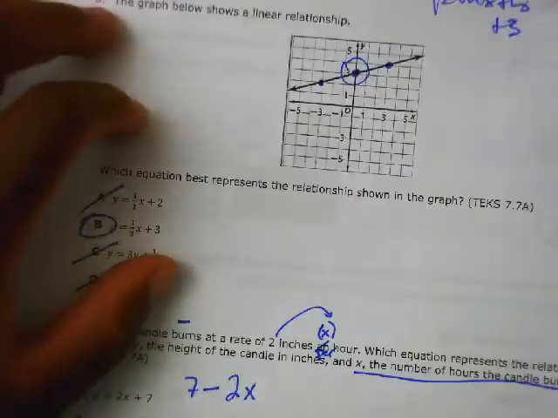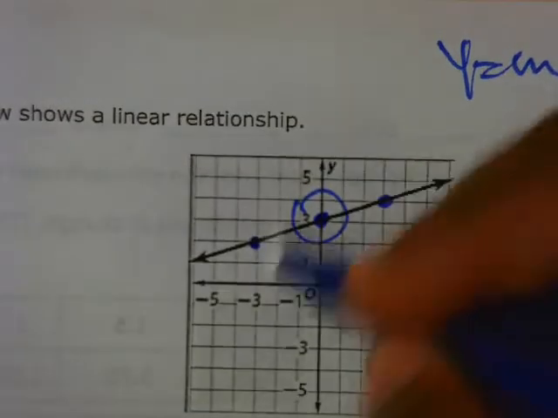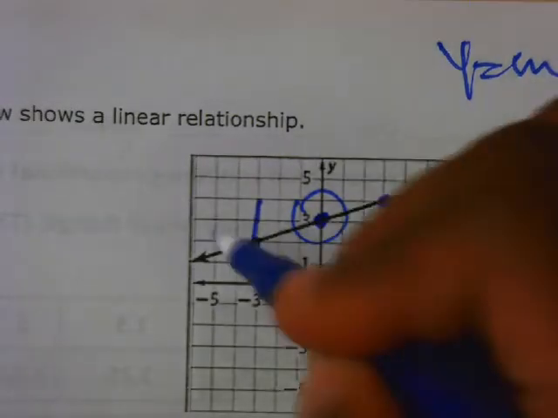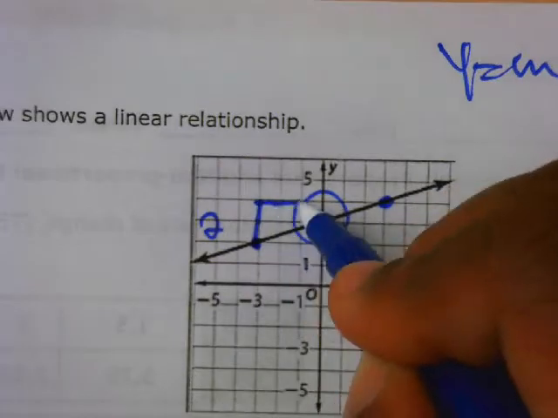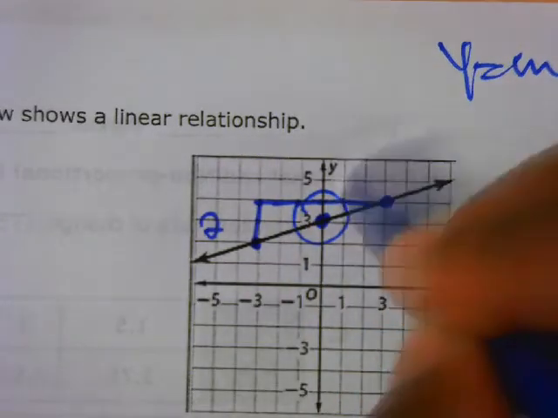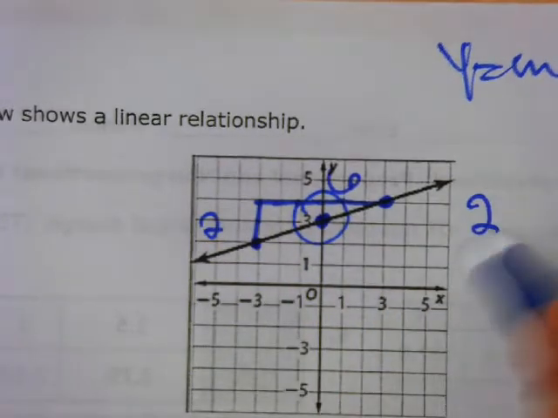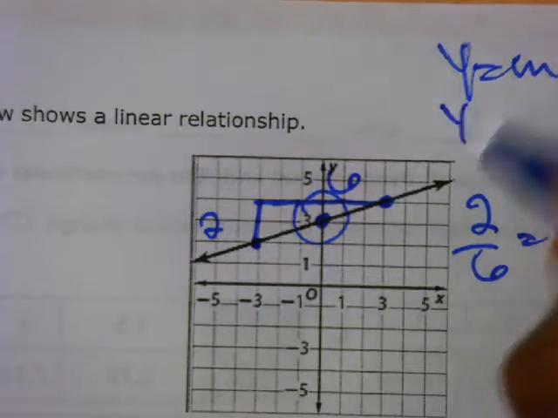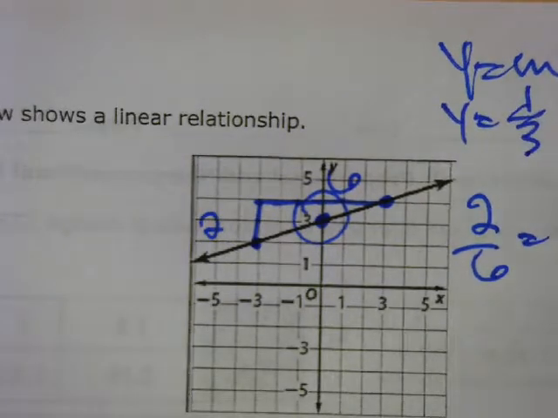Looks like it is. So I find these 2 points here, and we go up 1, 2, and we go to the right 1, 2, 3, 4, 5, 6. So I get 2 over 6, which simplifies to 1/3. So my slope is 1/3. So that would be y equals 1/3 x plus 3.